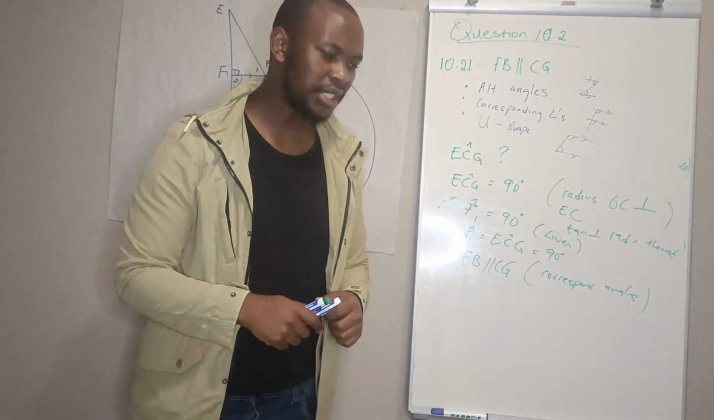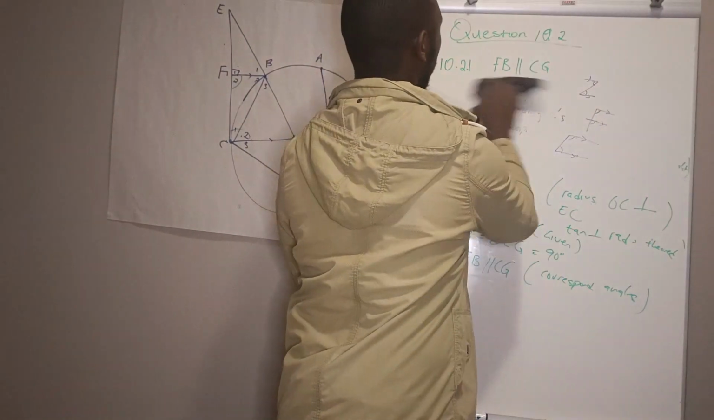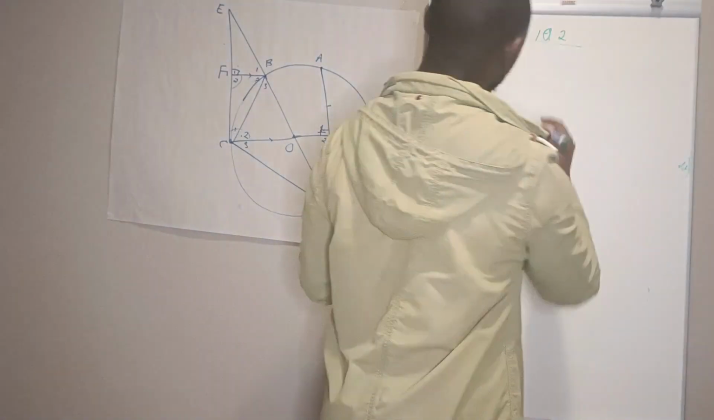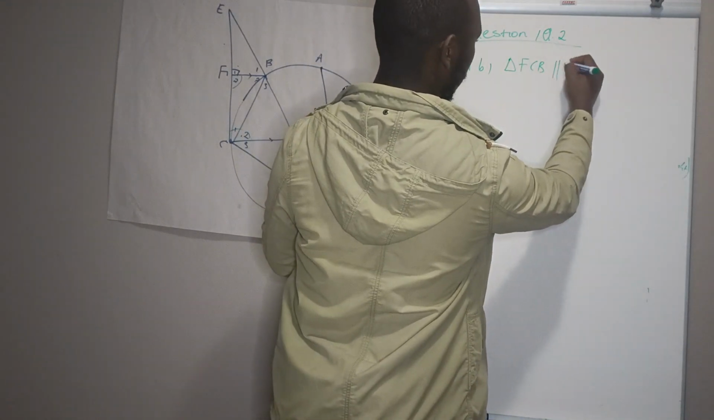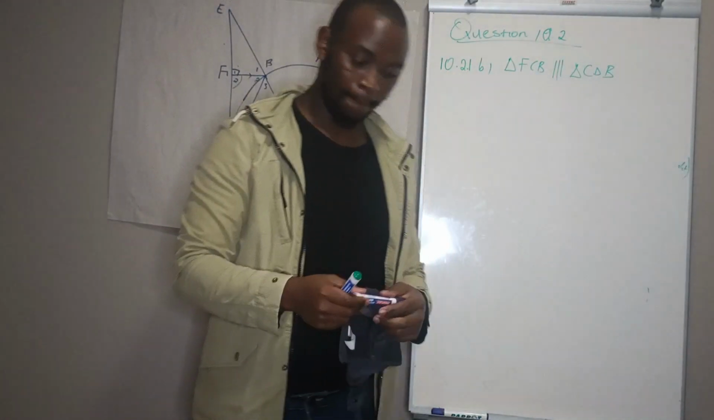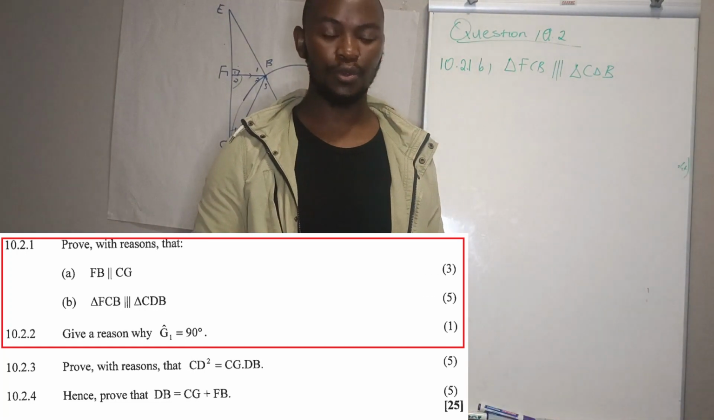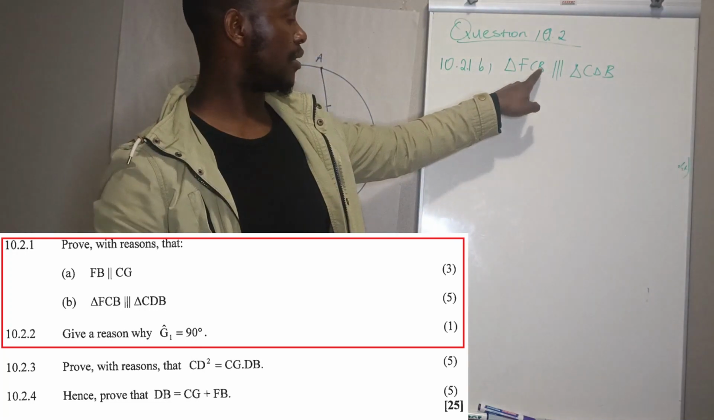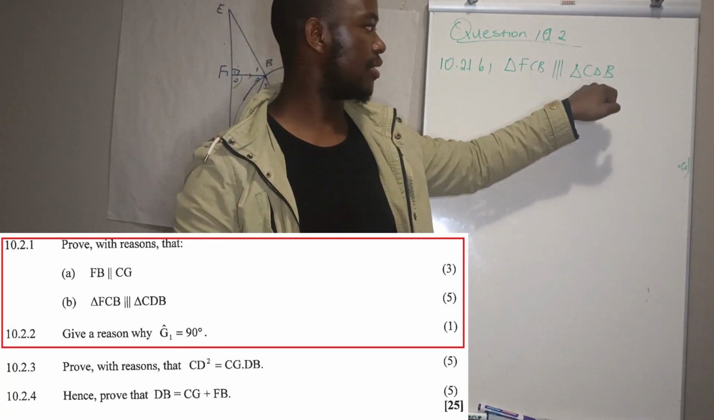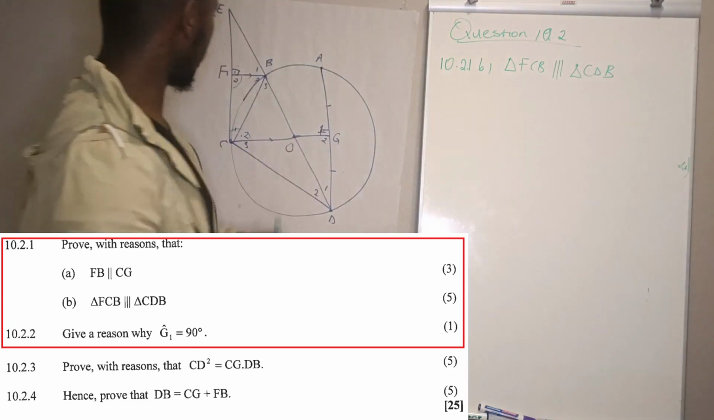All right, let's go to the next question, 10.2.1 B. Let's go to B. All right, 10.2.1b, we are asked to prove that triangle FCB is, this sign is for similar triangles, is similar to triangle CDB. All right, so let's first try to locate those two triangles in our sketch.